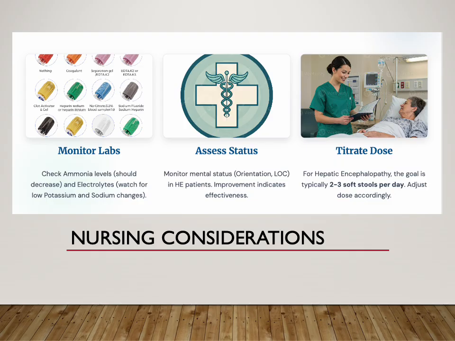And then again, titrating the dose for hepatic encephalopathy. The goal is typically 2 to 3 soft stools per day, and we're going to adjust accordingly. But again, it's that risk versus benefit too, right? That common sense education: if my client is having completely uncontrolled stools and they're alert and oriented, they're going to decline to take it because unfortunately those side effects at this point are too much. So again, we're going to look at that balance. Ideally, we're going to get improvement in their LOC and still hopefully only have 2 to 3 soft stools per day.